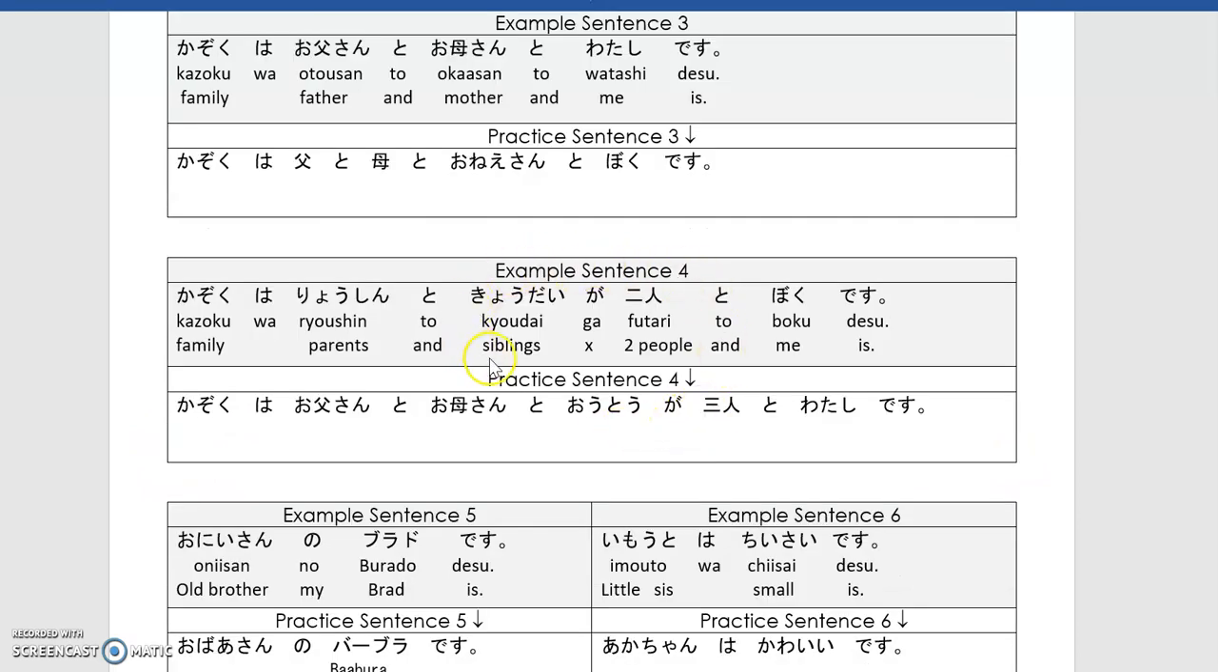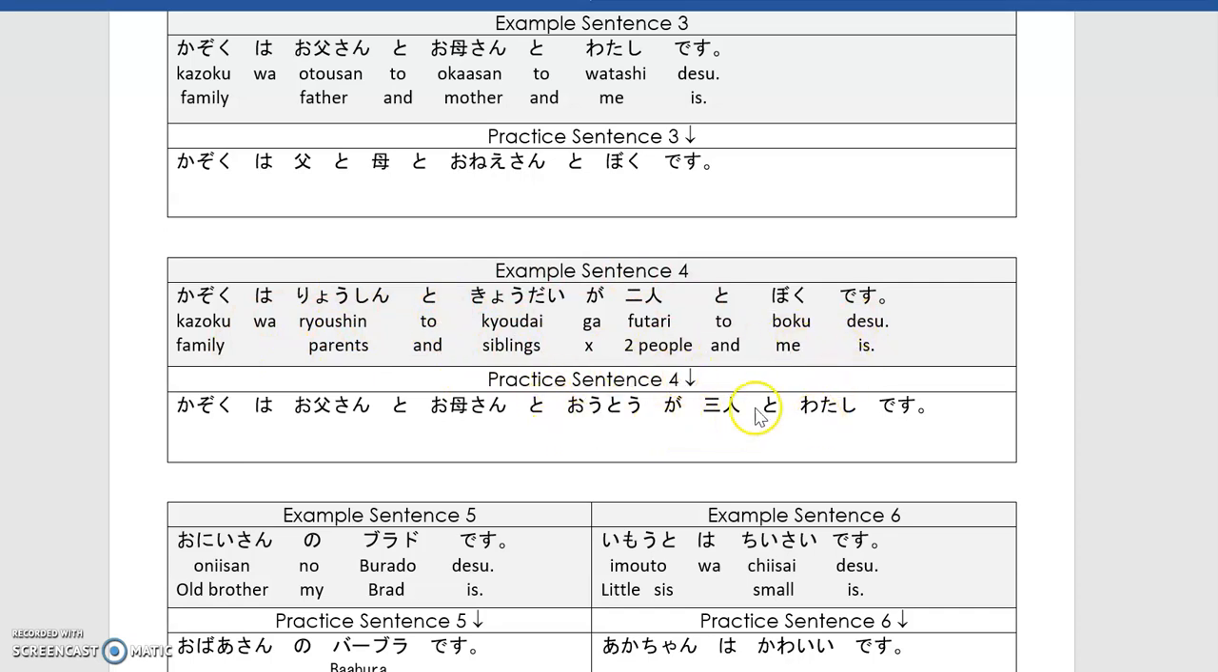Now remember with this sentence pattern number 4 here, we learnt this in week 1 and week 2 at home. This is the one where we say we have two of something. So in our example sentence pattern, we have family, parents, and siblings, two people. So kyodai ga futari. We know futari means two. Ga is two of siblings. So I have two siblings. To boku desu, and me. So 家族は両親と兄弟が二人と僕です。Family, parents, and siblings two, and me is.